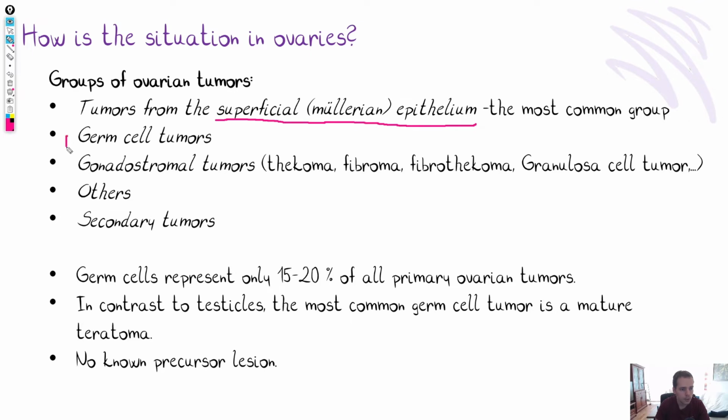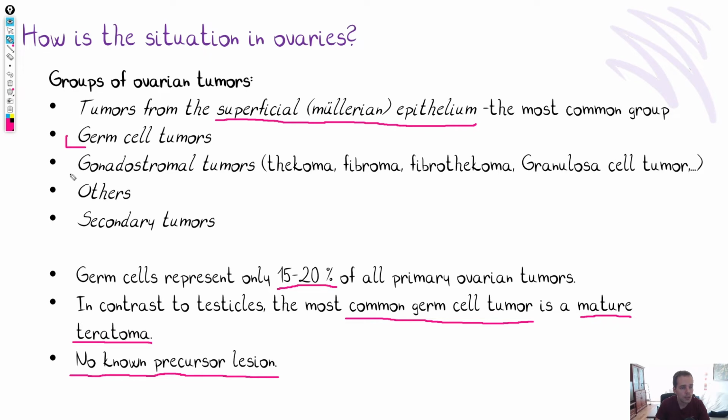And germ cell tumors in ovaries are not so common, and as you can see, they represent only 15 to 20% of all primary ovarian tumors. And in contrast to testicles, the most common germ cell tumor in the ovary is mature teratoma. So the teratomas are the most common in ovaries, and they are usually mature. And as I said, there is no known precursor lesion. There needs to be some precursor lesion. The tumor needs to arise from something, but we just don't know it.